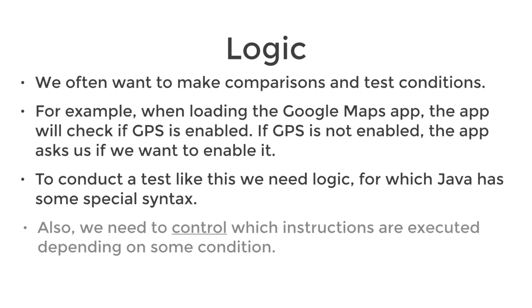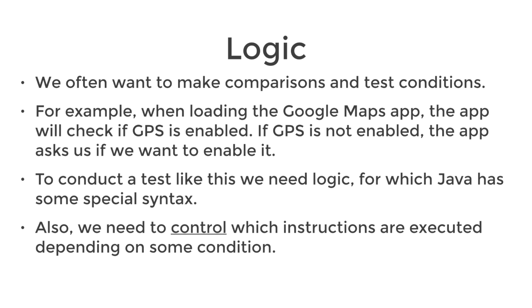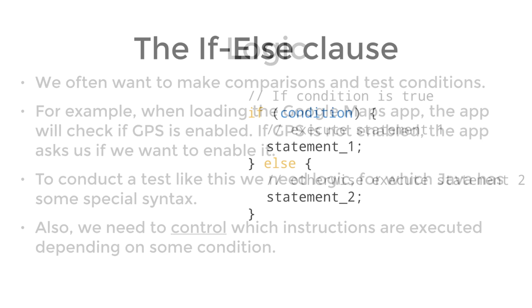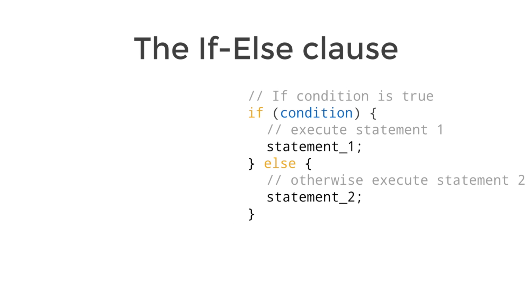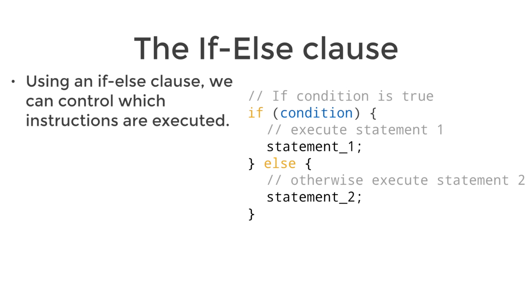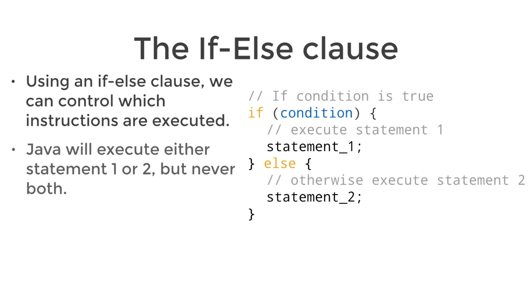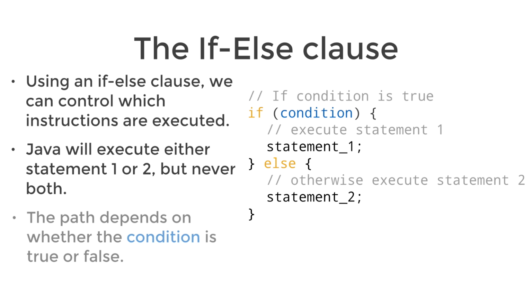Also, we need a way of controlling which instructions are executed depending on some condition. So let's introduce the if-else clause. Using an if-else clause, we can control which instructions are going to be executed. An if-else clause looks like this. If condition, do this, else do that. We can be sure that either of these two statements will be executed, but never both.